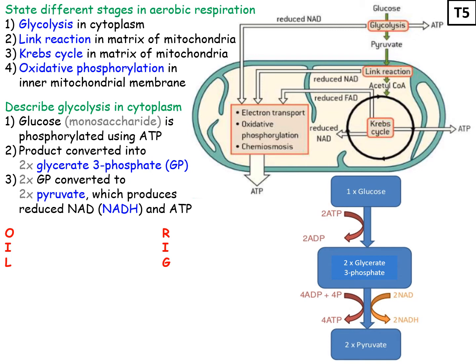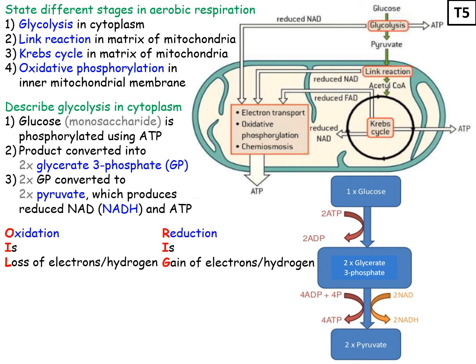From chemistry, you should have learned OIL RIG, where oxidation is when there is a loss of electrons, but this could also be the loss of hydrogen, whereas reduction is gaining electrons or gaining hydrogen. And this is the opposite for oxygen. So oxidation is when a molecule is being oxidized by gaining oxygen, but in reduction, it's a loss of oxygen.